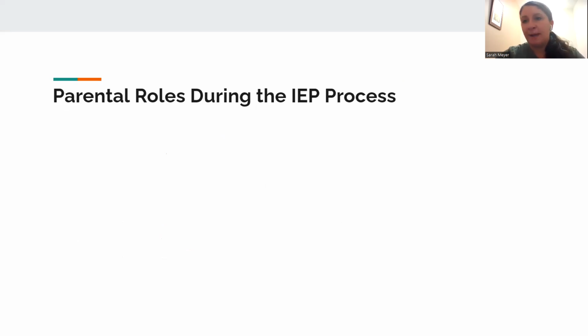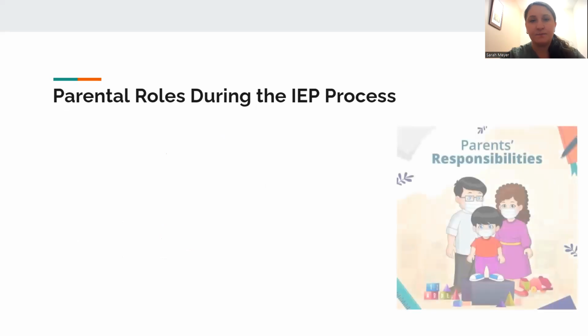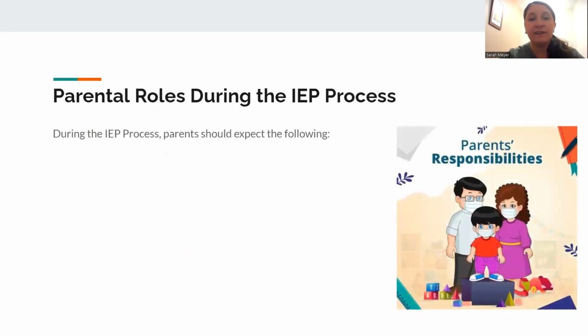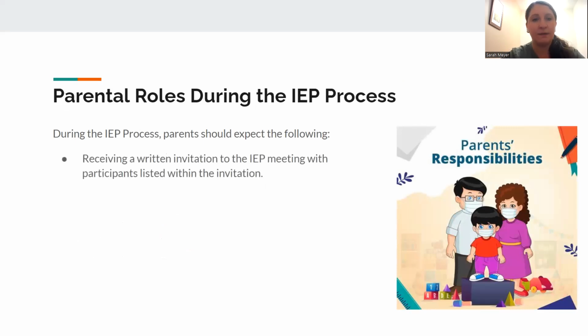Let's take a look, as a parent, at what your general roles are during the IEP process. During the IEP process, parents should expect the following things to occur. Prior to the IEP being given, you will receive a written invitation to the IEP meeting with participants listed within the invitation. Some districts, not all of them, may also send you a copy of the IEP prior to the meeting to review. If you haven't received this, it is a conversation to have with your specific school district and your case manager.